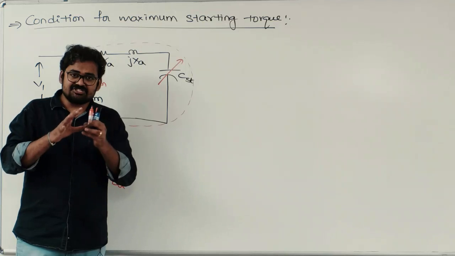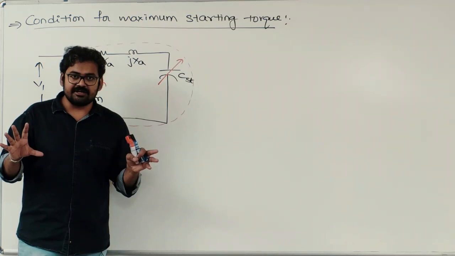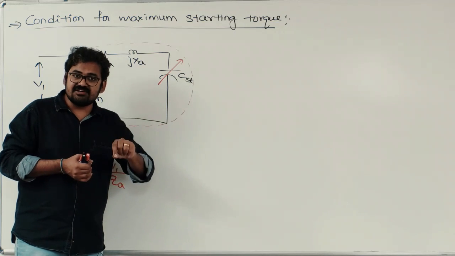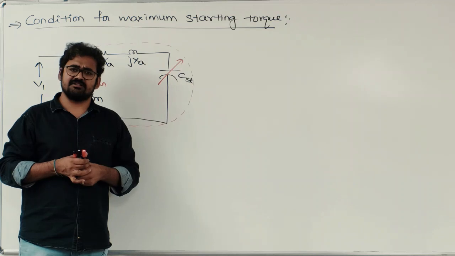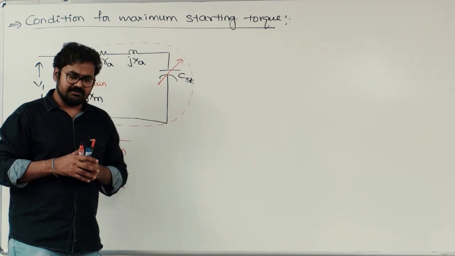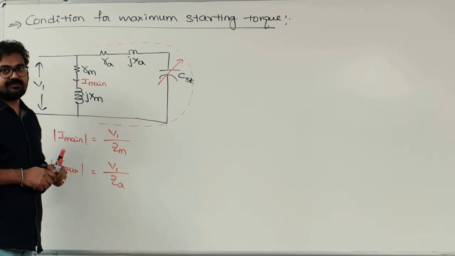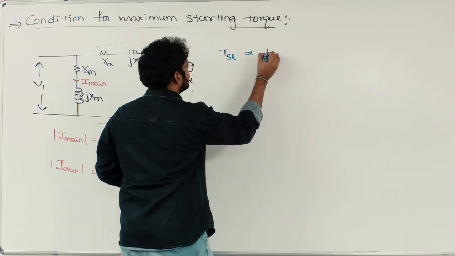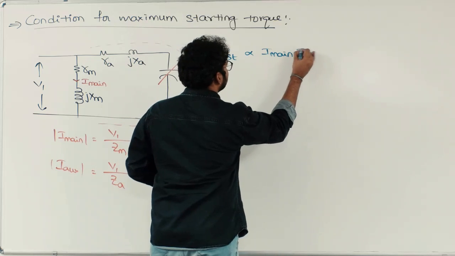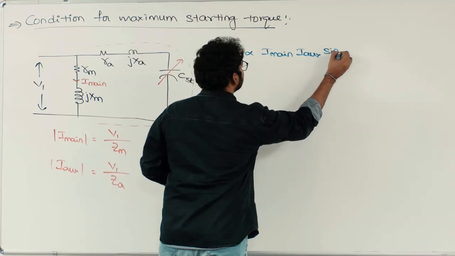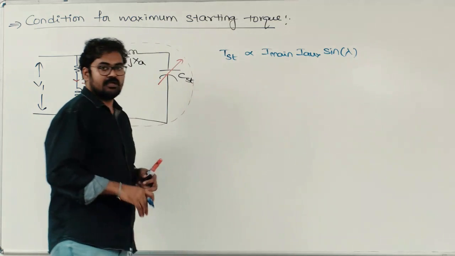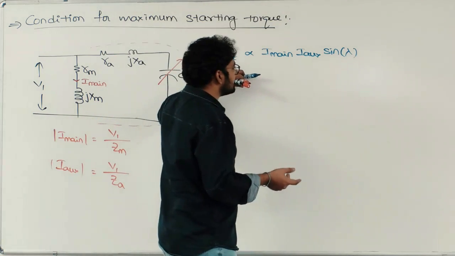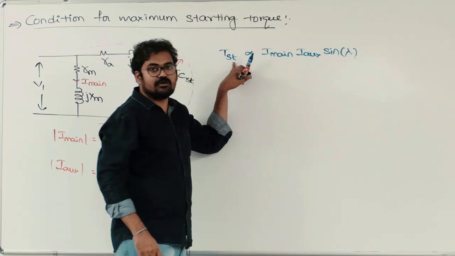That means, machine design and construction is already completed. We have to control this starting capacitor value in such a way that maximum torque is created at the time of starting. Okay, first of all, what is the mathematical equation for starting torque? Yes, we know starting torque is proportional to main winding current into auxiliary winding current into sine of the angle between the two. What most of the students will say is that to create maximum starting torque, this angle lambda should be equal to 90 degrees.